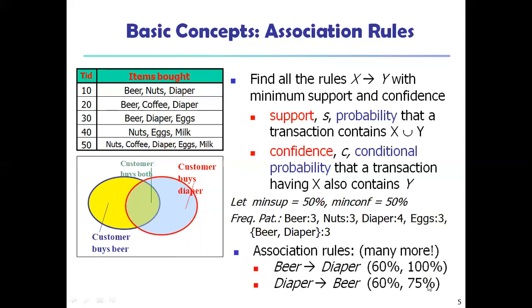So here you have to verify it. This is the minimum support and minimum confidence level they are giving, but we are achieving more than that. So we are getting 60% and 100%. So this rule can be accepted. Similarly, if you see diaper implies beer, you are getting 60% and 75%. So this also will be accepted.